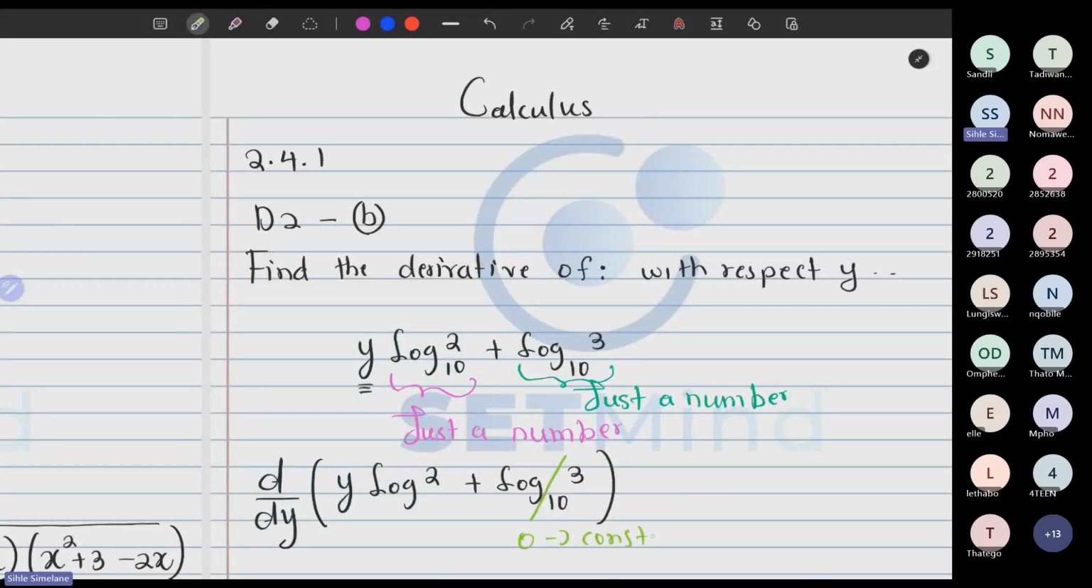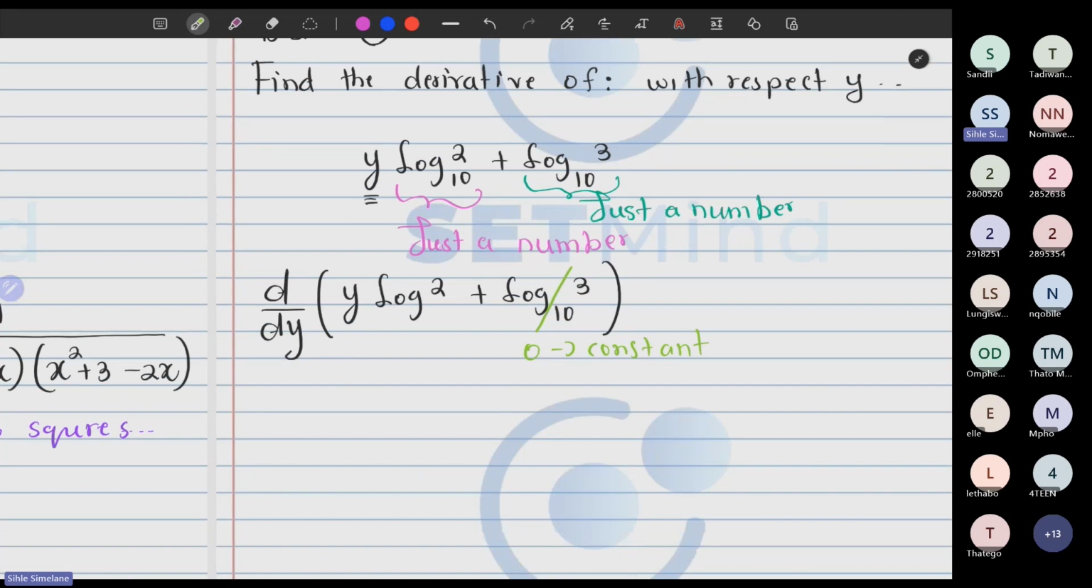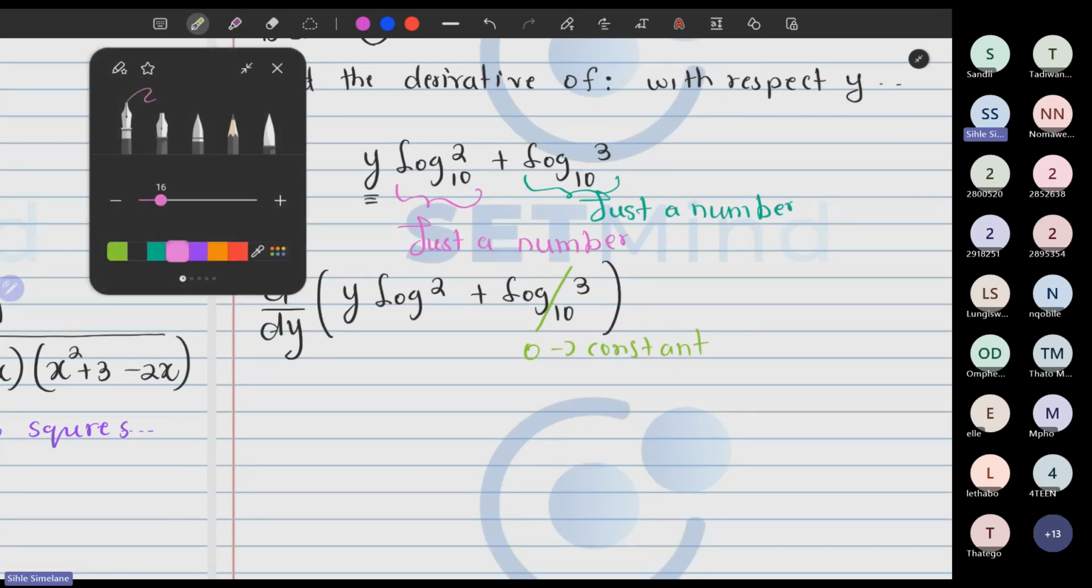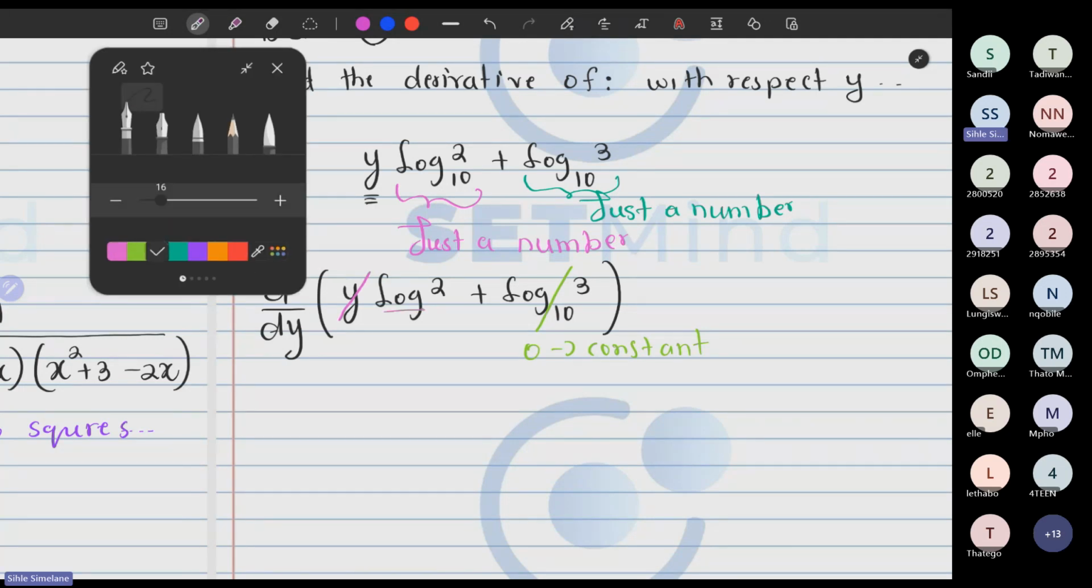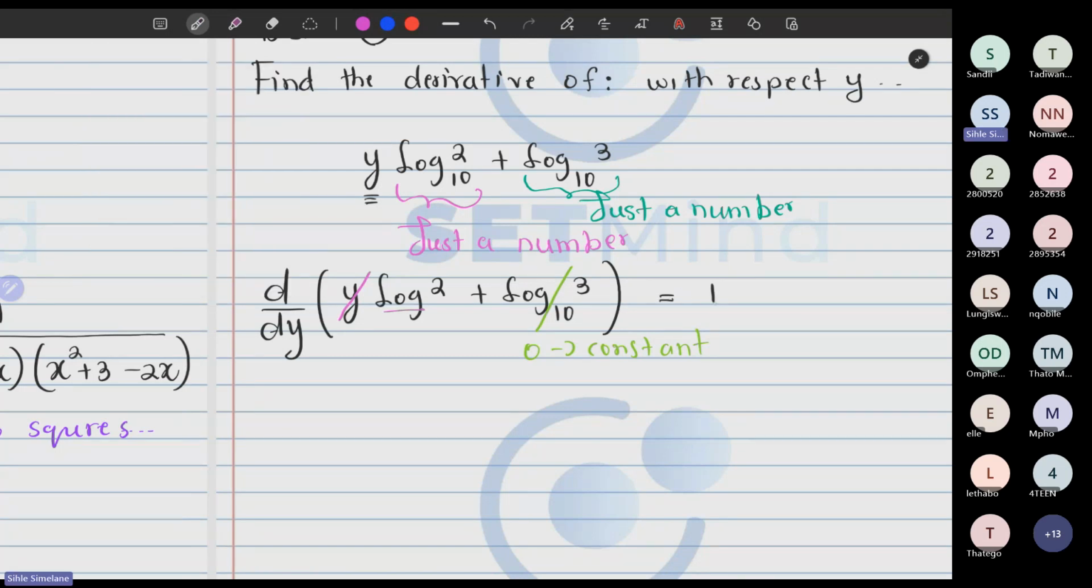You remember when you differentiate x plus 2, the 2 becomes a 0. And then here, when we differentiate, it's only the y which is going to be 1. And then this here will be left. So essentially our answer will simply be 1 times log base 10, so it's log 2 base 10, and then plus 0. So the answer they are expecting is simply log of 2 base 10. That's the answer.